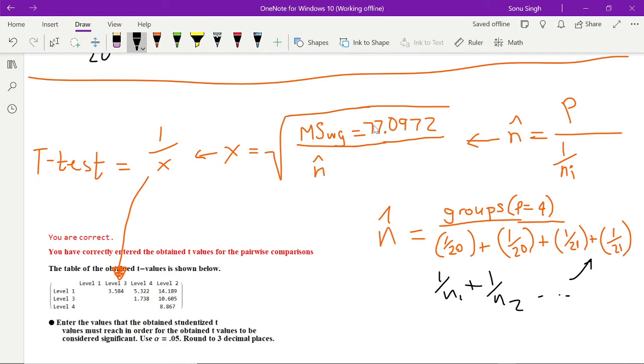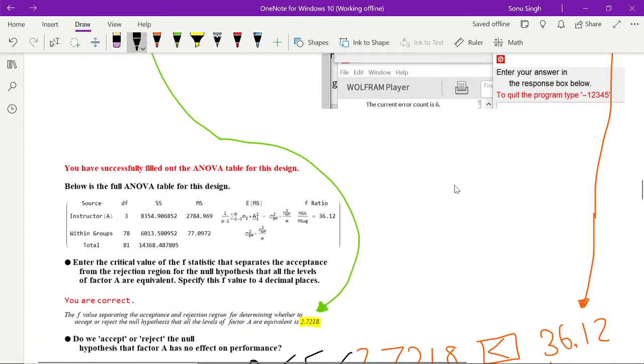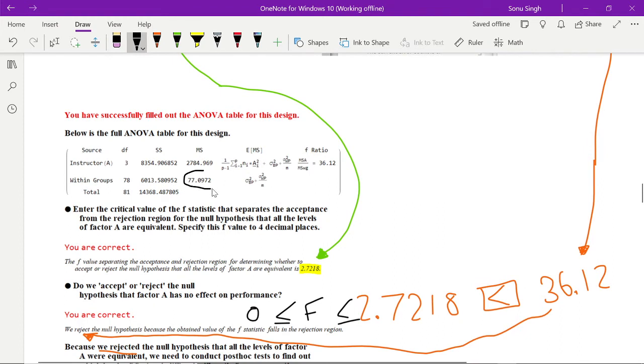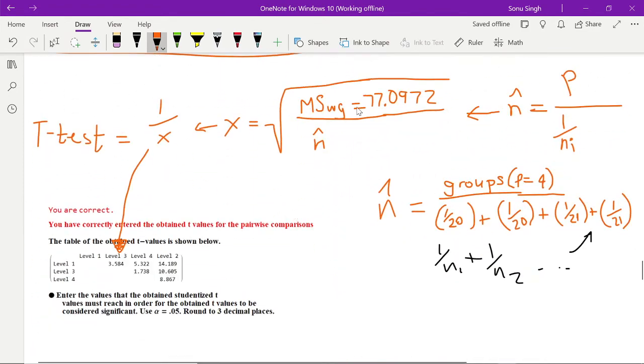And then 7.0972. You might be wondering where this number came from. If we scroll all the way back up, where it's a little bit more visible, there it is. So we're going to need that particular number. You're going to have to memorize this one specifically, because that's what we're going to enter right here for the SMSWG.